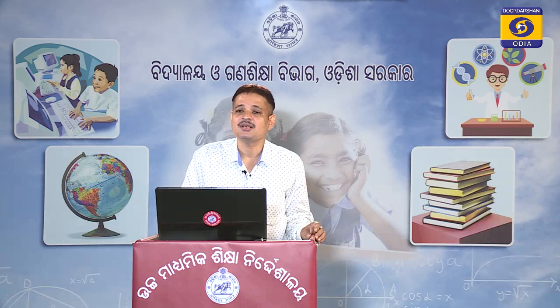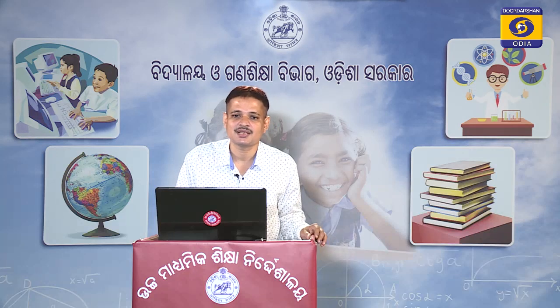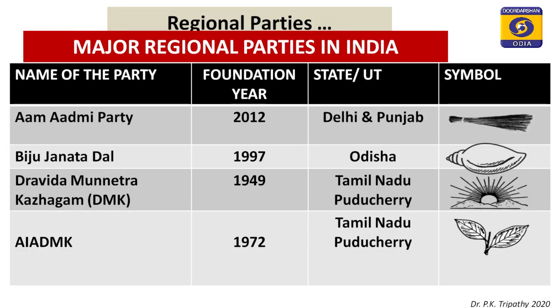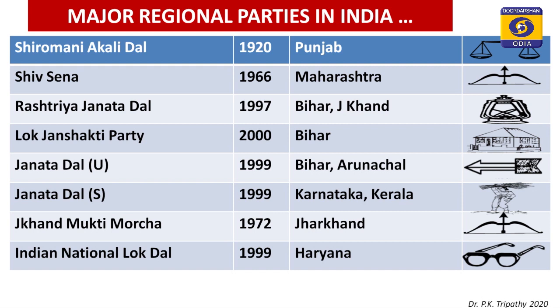So, major regional parties in India, you can see on your screen: the Aam Aadmi Party, formed in 2012, which is influential in Delhi and Punjab. Biju Janata Dal, of course you know, formed in 1997, active in Odisha. DMK, 1949, active in Tamil Nadu and Puducherry, and AIADMK, formed in 1972, active in the same states. Then the Shiromani Akali Dal; remember that it is the oldest regional party in India, formed in the year 1920 and active in Punjab.